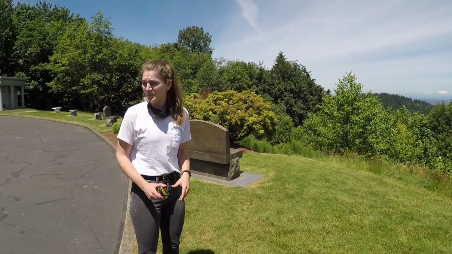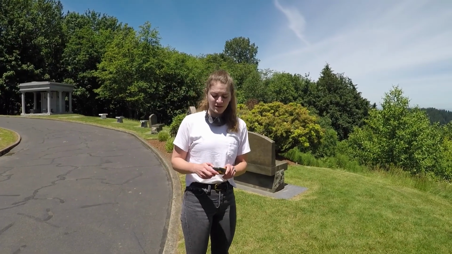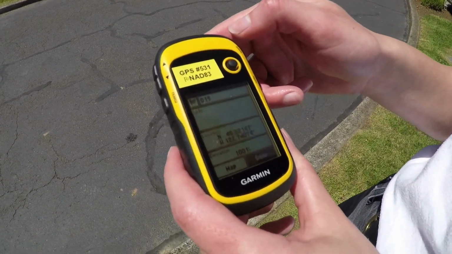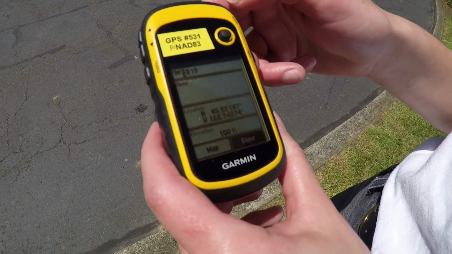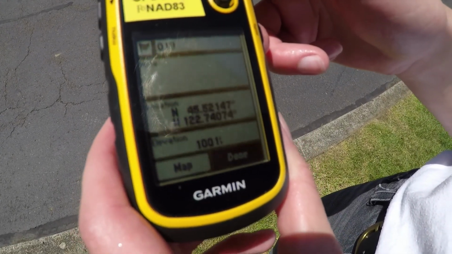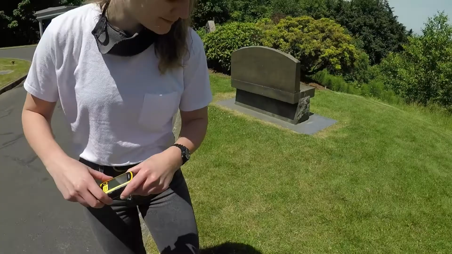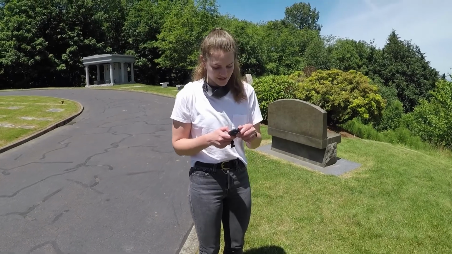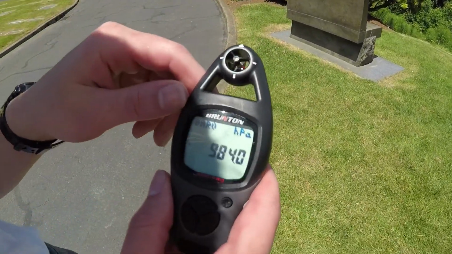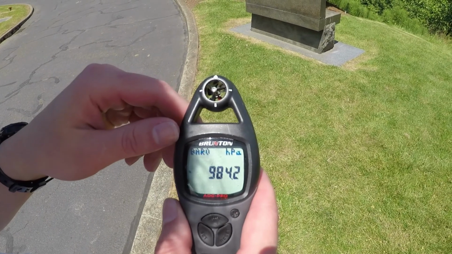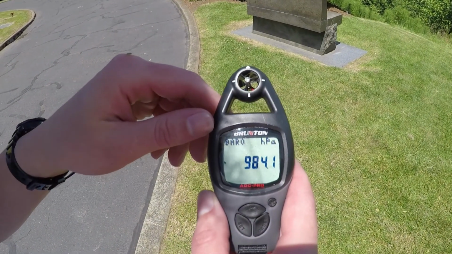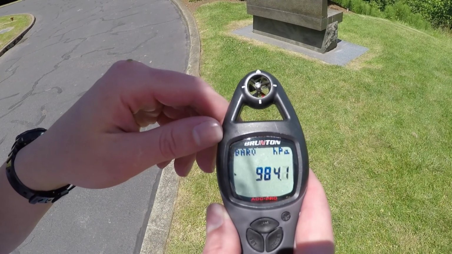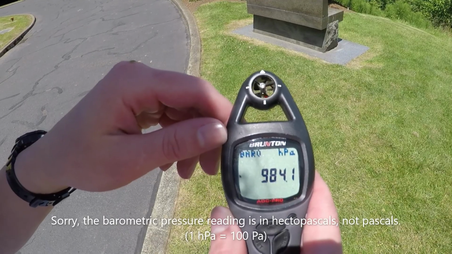It's so clear. I'm going to go ahead and start with our GPS points, which we have at 45.52147 degrees north and negative 122.74074 degrees west. Let's get our barometric pressure. Let's let it level out for just a second. We are going to record the value of 984.1 pascals.